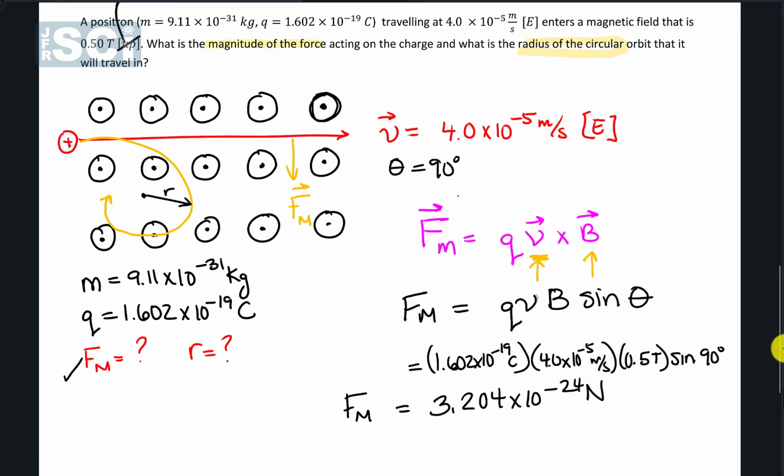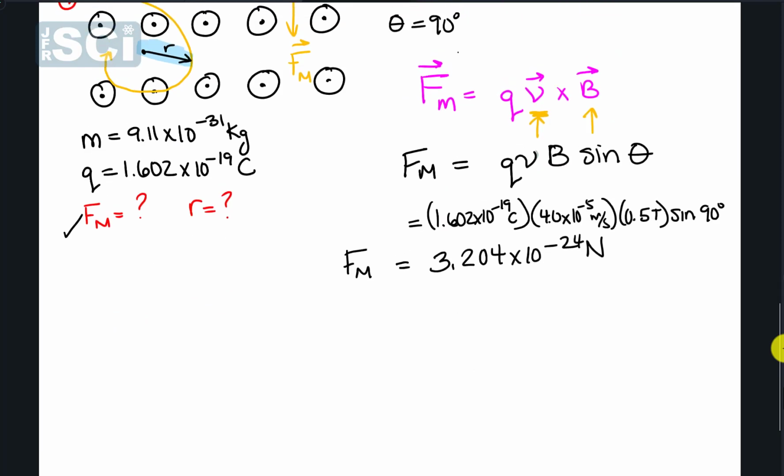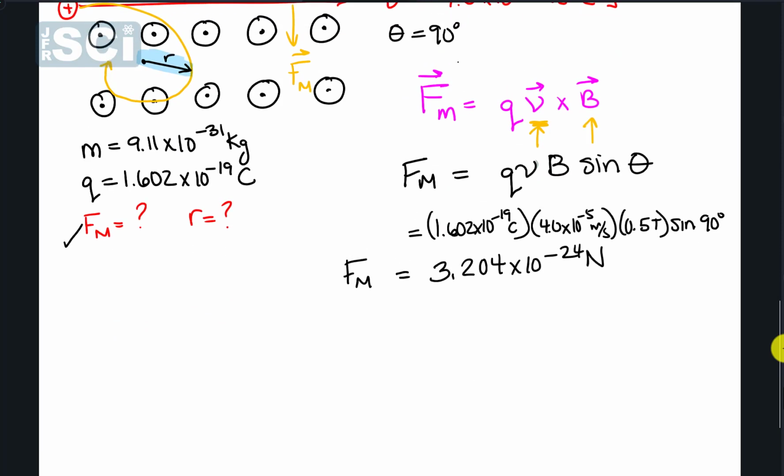All right, so let's try this. We're looking for r. Well, it's going in a circle, which means that we're going to bring out our circular motion information. So we know that the magnetic force is the reason that our particle goes in a circle. So that means that our magnetic force is the centripetal force. The magnetic force then is going to be equal to mv squared divided by r.